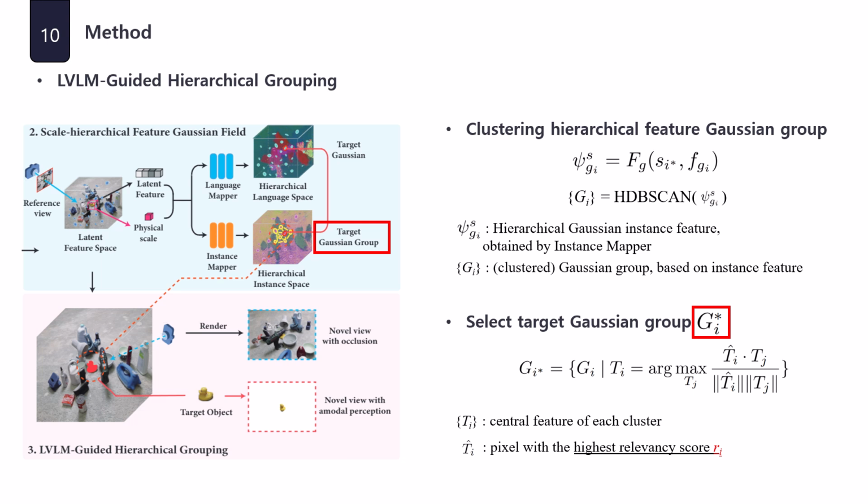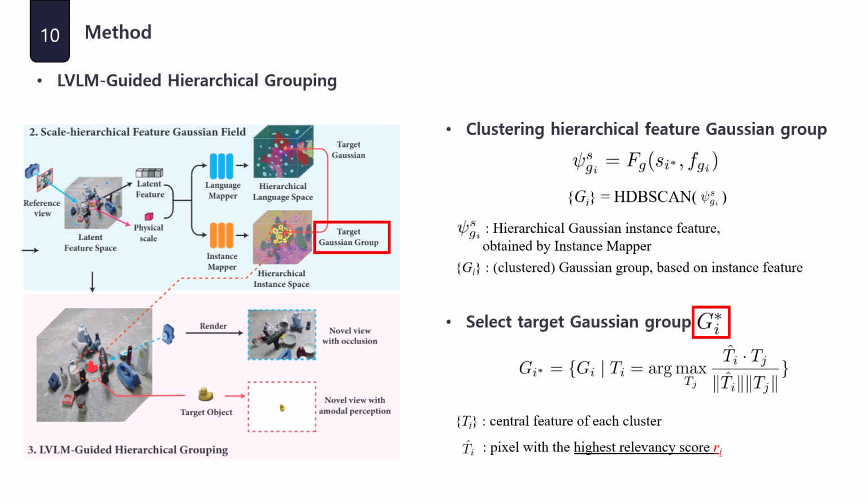The final step is to select the one Gaussian group that best corresponds to our target object. For each cluster, we can determine its central feature. Let's call it T_I. This central feature T_I can be rendered back into the image space. We then compare these rendered center features of each cluster with the pixel that has the highest relevance score, which we calculated earlier. The pixel most specifically matching our query.